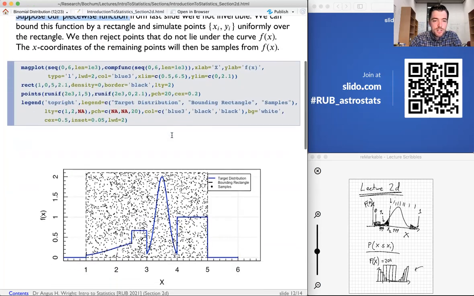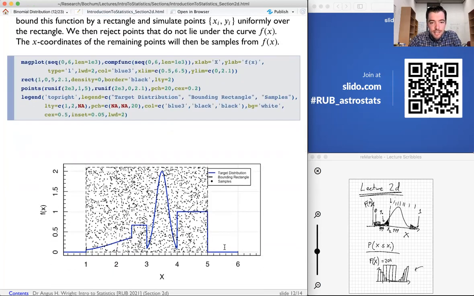So the way we're going to do this is we're going to define a rectangle, a box. And our rectangle is this black dashed line. And we're going to generate uniform random variables within that black box. And I'm then going to say, if the value of x and y falls beneath the curve that we're interested in, the target distribution, keep that observation. Otherwise, throw it away, reject it. Hence the name rejection sampling.